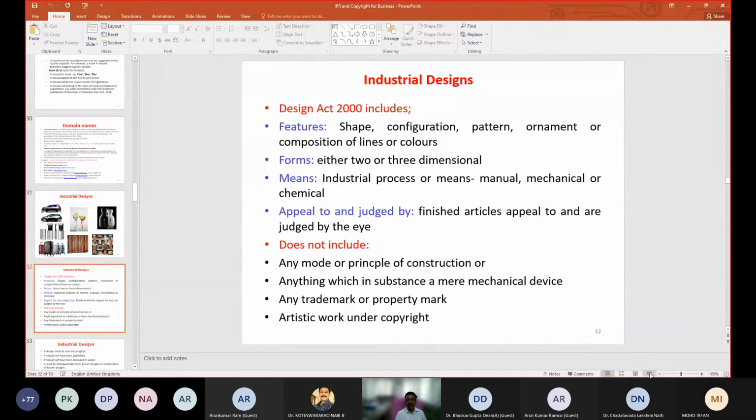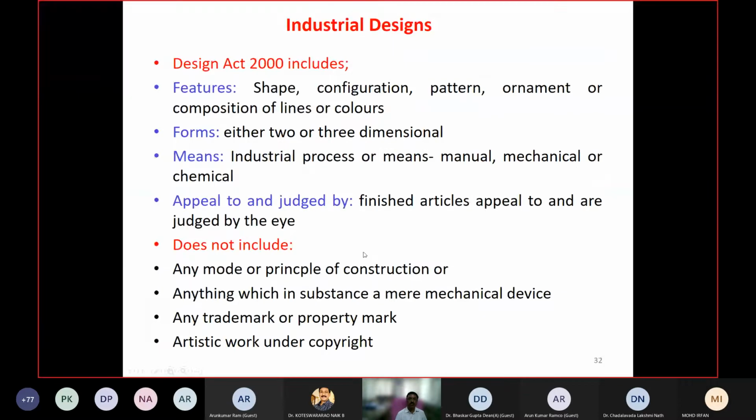So the Designs Act clearly mentions the definition of design in Section 2(d) of the Designs Act 2000. Industrial design protection is provided to the features of the design, the forms of the design, and the means of the design that appeal to and are judged by the eye. So these are the features included in industrial design. This is totally as per international standards.